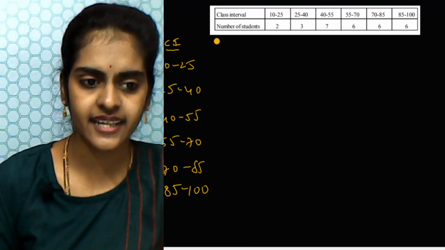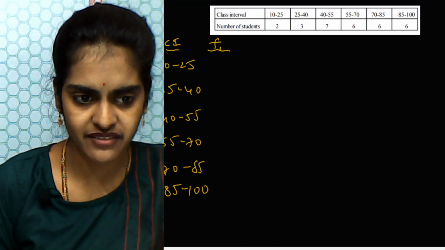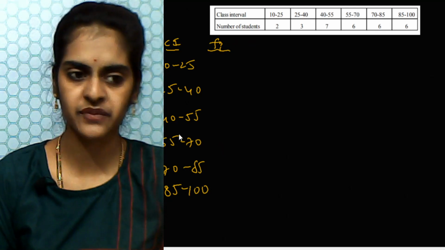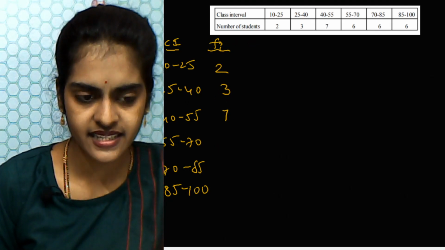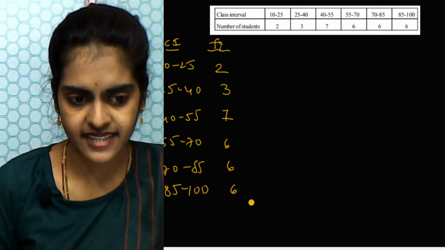The second point is you will take the frequency. Frequency you are representing by Fi. So frequency is nothing but here it is 2, 3, 7, 6, 6 and 6.